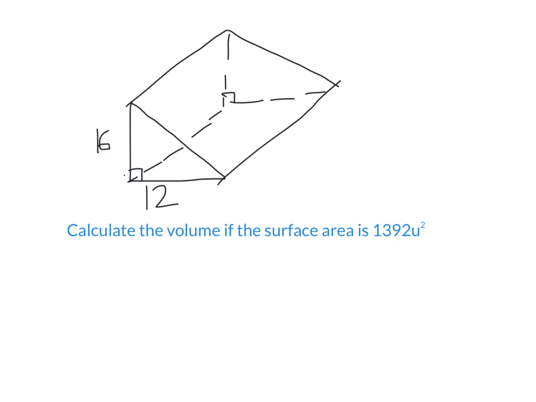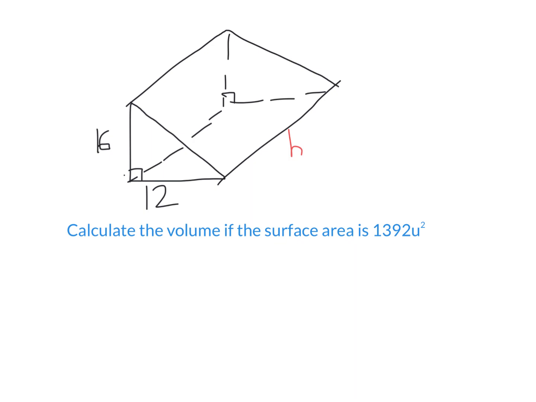So if we want to calculate the volume, we need the area of the triangle, and we need to multiply by this, the height of the prism, perpendicular height of the prism. So our first question should be, okay, what do we need to do to find the volume? We need to find h. So let's use this information to find h. So we're going to use that the surface area is 1392 to find h.